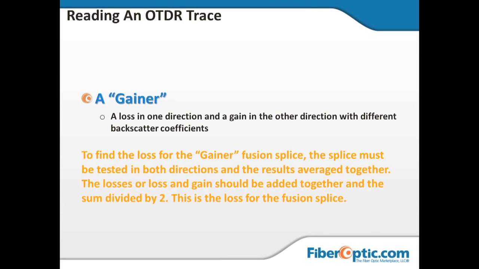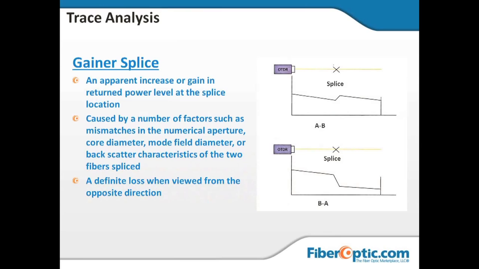The way to accurately determine this is to take the loss from A to B with the gainer, then take the loss from B to A, add them together, divide by 2, and once those have averaged out, you have the accurate loss calculation for that gainer. And the gainer will typically show up on your events table as a negative loss, which looks kind of funny when you see it the first time because loss figures are in positives. When you have a gainer, it shows up as a negative loss.